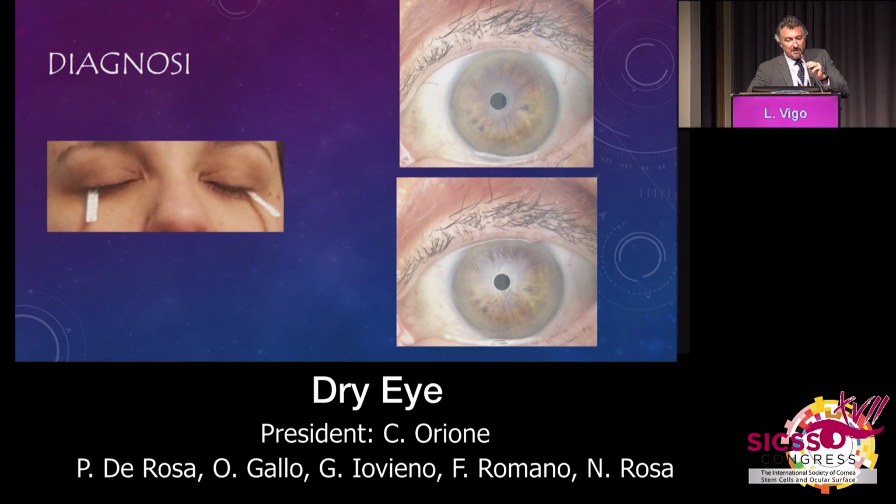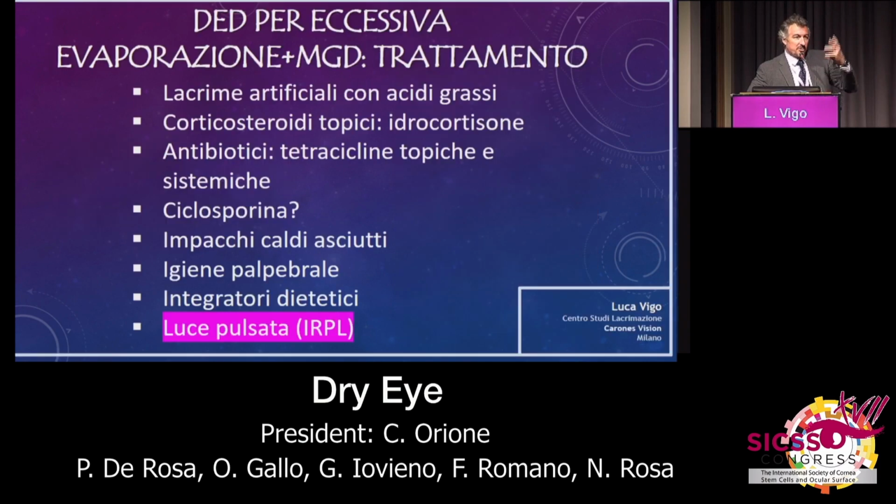Here you may see what we use in order to evaluate the thickness of the lipid layer. Once we have the diagnosis, we classify our patient as an evaporative patient. We can treat him or her, and I think that it should be 360 degrees. So there should always be a medical treatment combined with an instrumental one, and now I will define it, which is intense regulated pulsed light.